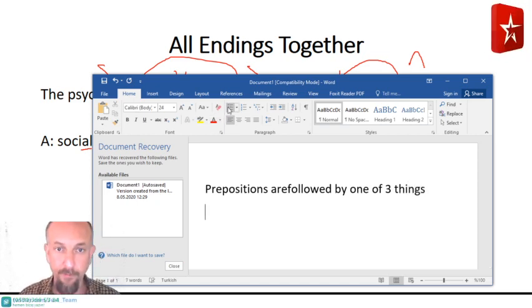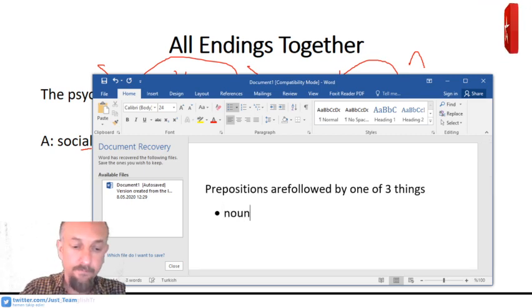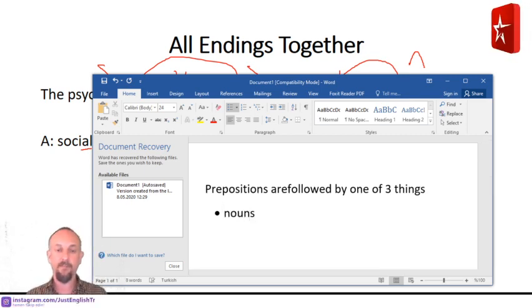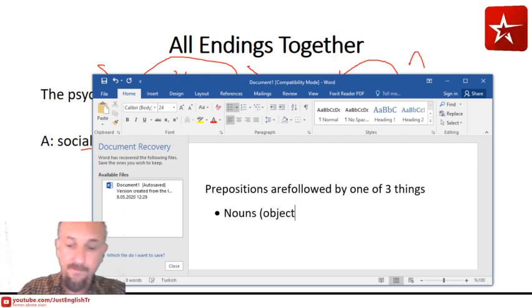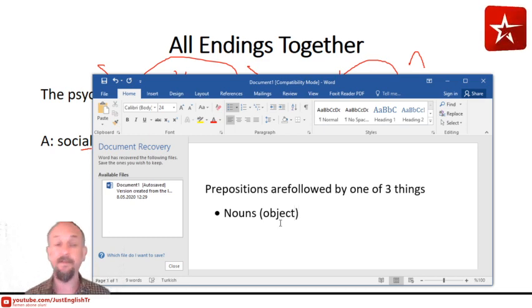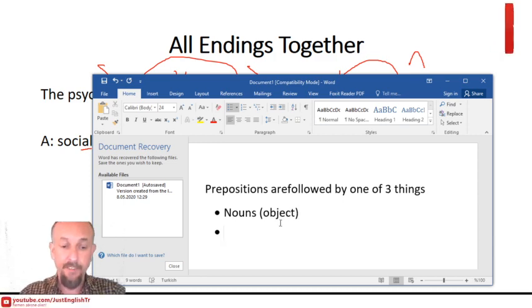They're followed by nouns, as we'll see shortly. And the noun has to be an object form, not a subject form. It has to be an object. Prepositions are never followed by subjects. So it has to be an object, or it can be a gerund.